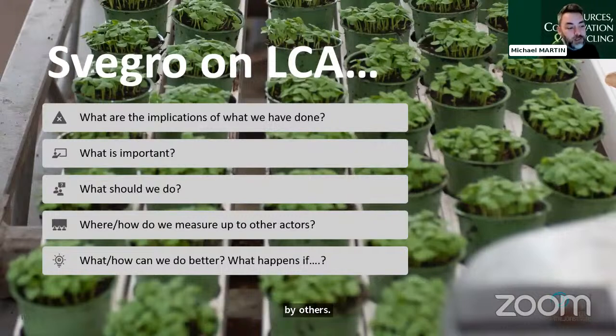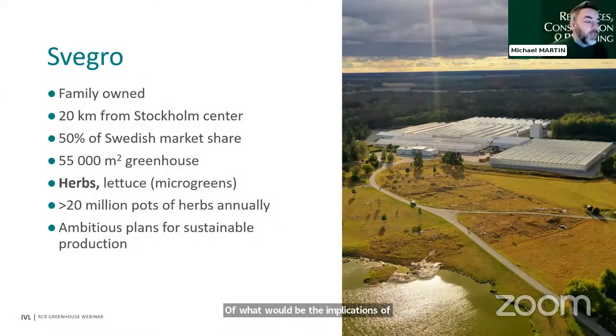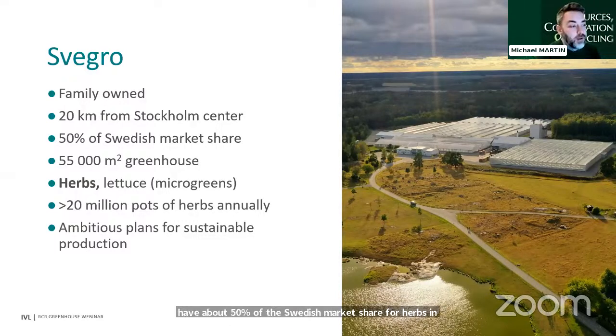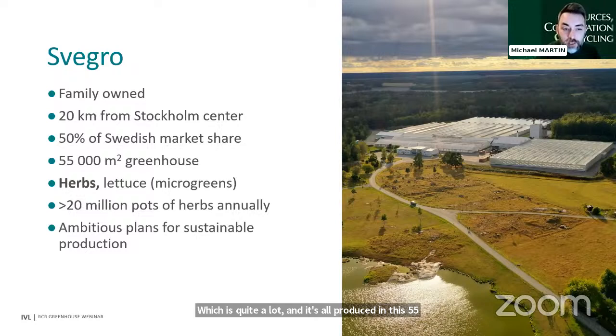And they had lots of ideas, like what happens if we do this, and they wanted to get some kind of validation of what the implications of that would be. So I did a study with Svegro, a family-owned company just outside of Stockholm, on a small island right next to Stockholm. They have about 50% of the Swedish market share for herbs, which is quite a lot. And it's all produced in this 55,000 square meter greenhouse that you see on the picture here.